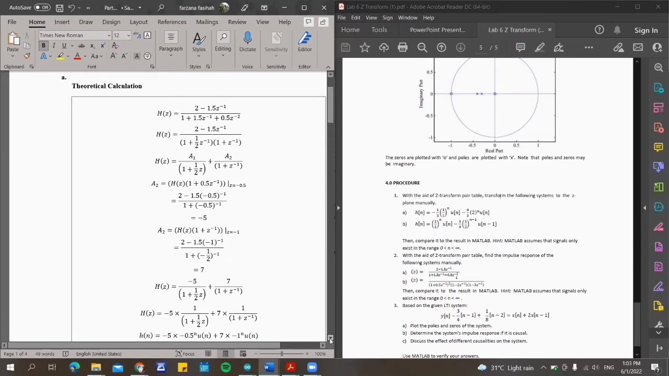From the calculation part, first we need to express the given Z transform by applying partial fraction expansion. Then each term from the partial fractions can be inverse transformed by the inspection method, and then the impulse response of h[n] can be obtained.